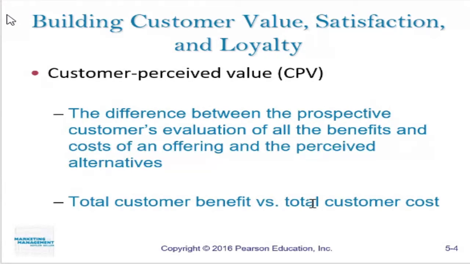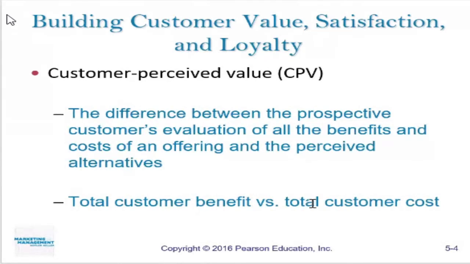And now let us look at the total customer cost. For example, it could be the monetary cost. What is the value in terms of money? How much time did you take to buy this product? That is called the time cost. Then how much energy you invested in trying to make a decision to purchase this product or a brand, that is called the energy cost. And finally, there is the psychological cost. How much did it impact you psychologically is called the psychological cost.